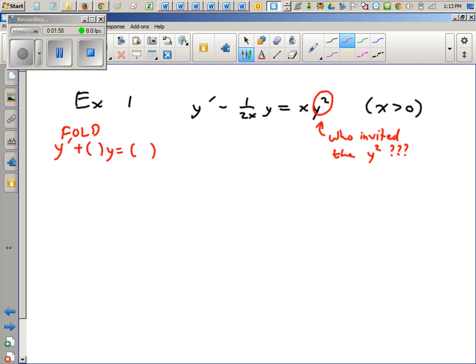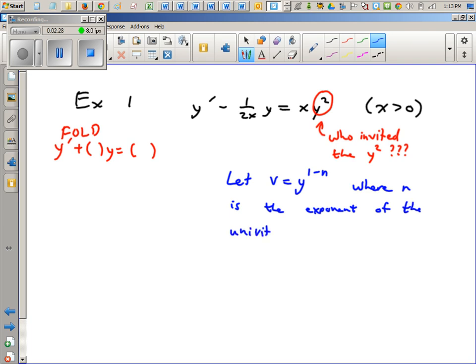So Bernoulli came up with an extremely clever way of getting rid of the y squared without corrupting the left side. It's pretty cool. Here's what he did. He said, let v equals y to the 1 minus n, where n is the exponent of the uninvited factor. Now Bernoulli probably didn't say it quite that unprofessionally, but what he's saying is, whatever this uninvited guy's power is, that's n. So this is an n equals 2 Bernoulli problem.